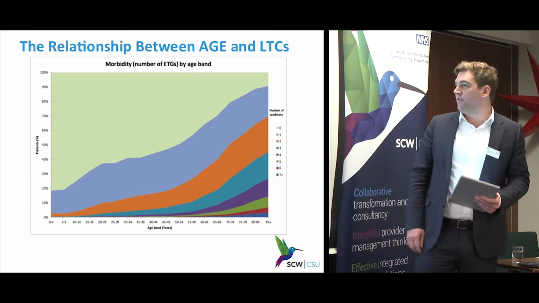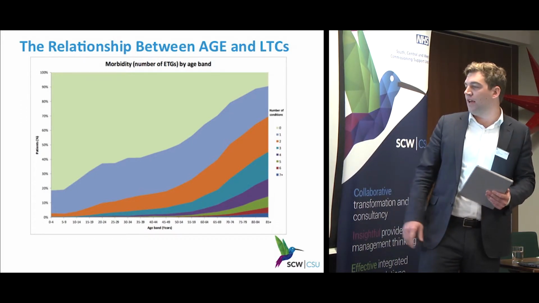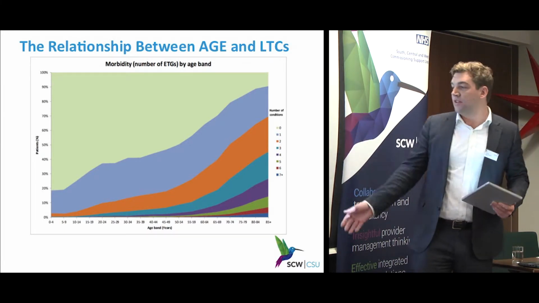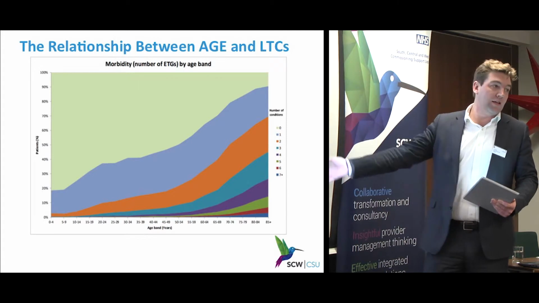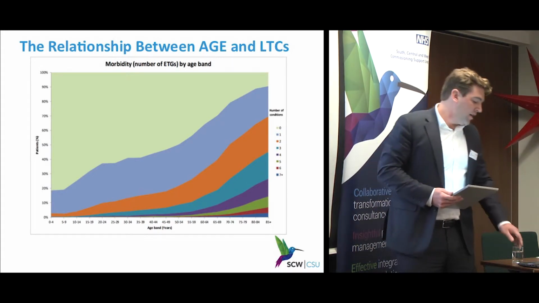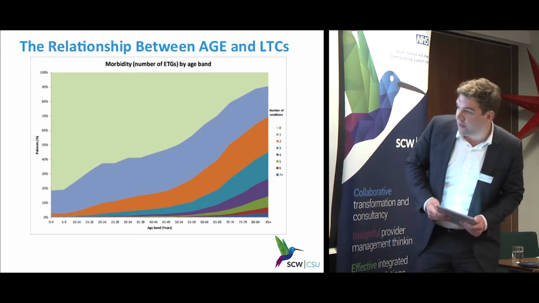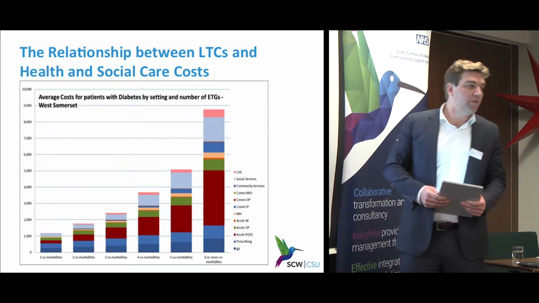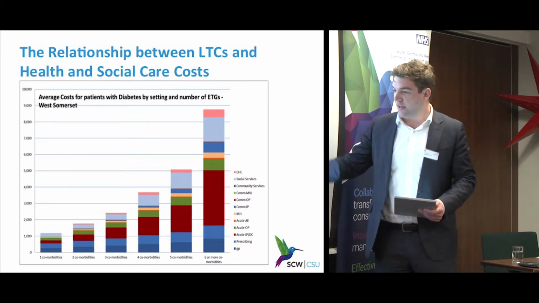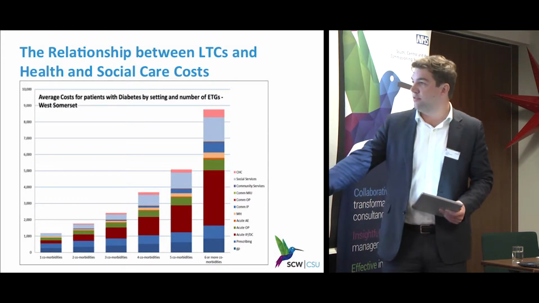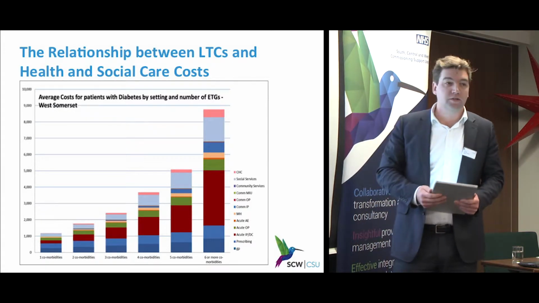This chart here represents the relationship between age and the percentage of the population that have long-term conditions. As you might expect, the older people get, the more likely it is that they have multiple long-term conditions. When you combine that with this chart here, which demonstrates the relationship between costs and the number of long-term conditions, also in settings of care here, if you've got 6 or more long-term conditions, you're on average very expensive.